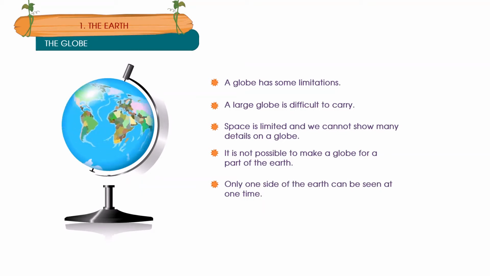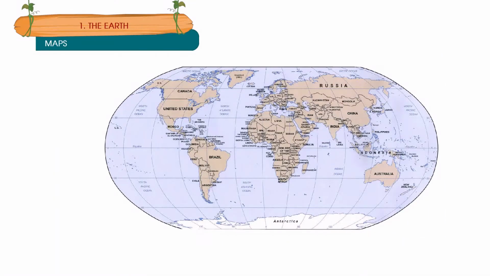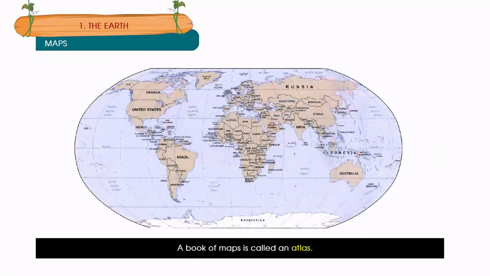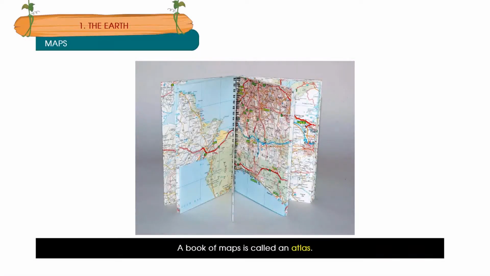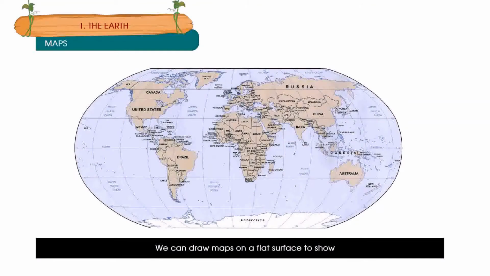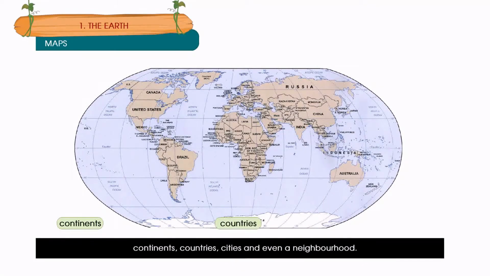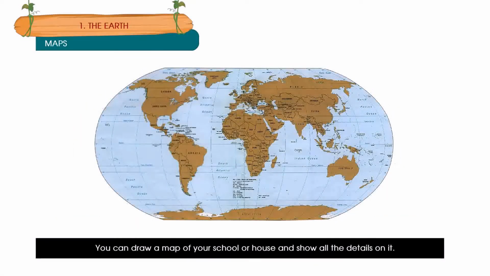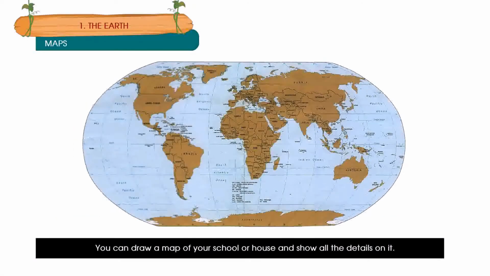Map. A map is a representation of the Earth's surface or a part of it on a flat surface. A book of maps is called an atlas. We can draw maps on a flat surface to show continents, countries, cities, and even a neighborhood. We can draw a map of your school or house and show all the details on it. Therefore, a map is better than a globe.